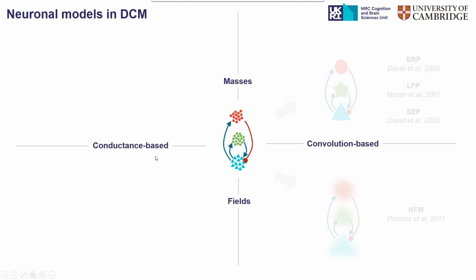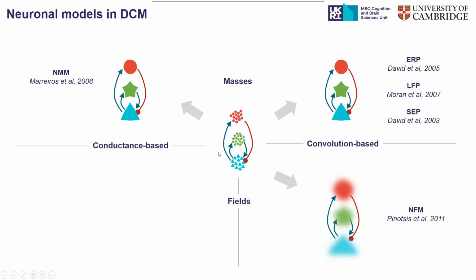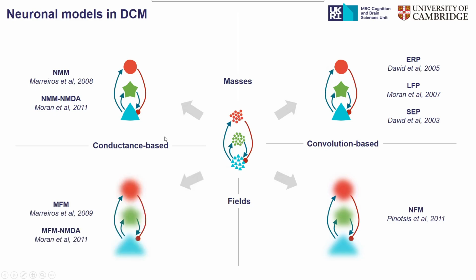And in the conductance based, there is a 3 population model, which is the ERP model, but now with conductance based Morris-Lecar type equations, which is the NMM model, the neural mass model. This was extended to focus on the NMDA dynamics later on. There are field extensions of conductance based models as well, where the spatial spread of activity is also taken into consideration, and these are the MFM and its extension with the NMDA receptor, the MFM NMDA models.